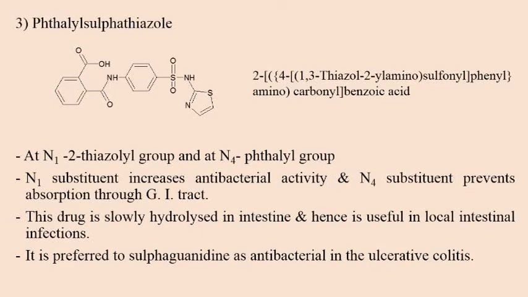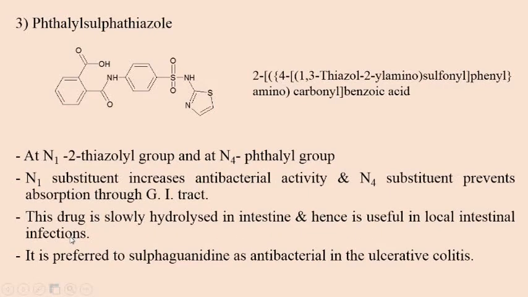The N1 substituent increases antibacterial activity. This thiazolyl group increases antibacterial activity. The N4 substituent prevents its gastrointestinal absorption. That means it is only used for local action inside the intestine. This drug is slowly hydrolyzed in the intestine, and hence it is useful for local intestinal infection.